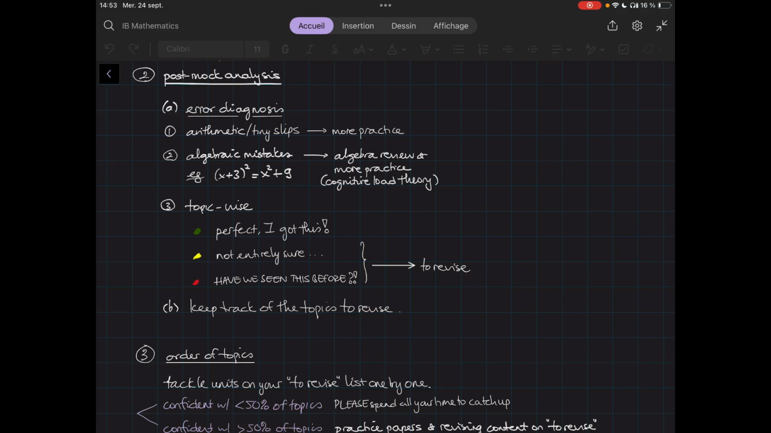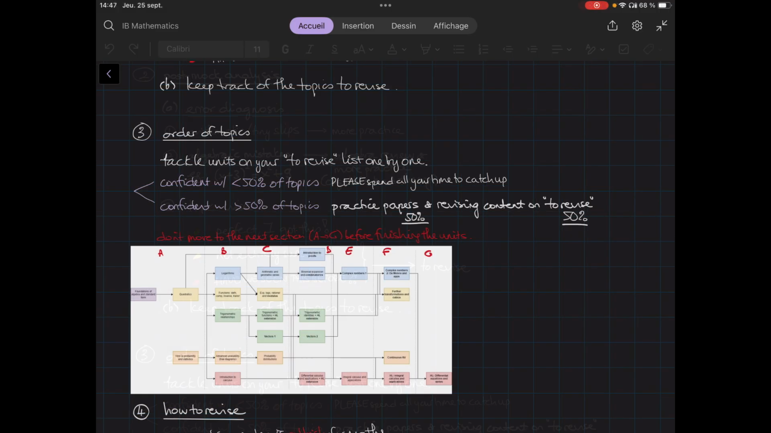If it is in the amber or red category, it is to be added to your to-revise checklist. And lastly, please have some notes, maybe in a paper notebook or maybe on a notes app, it doesn't really matter. Keep track of the topics to revise. From step 2, you should have a list of topics to revise before the final exam.